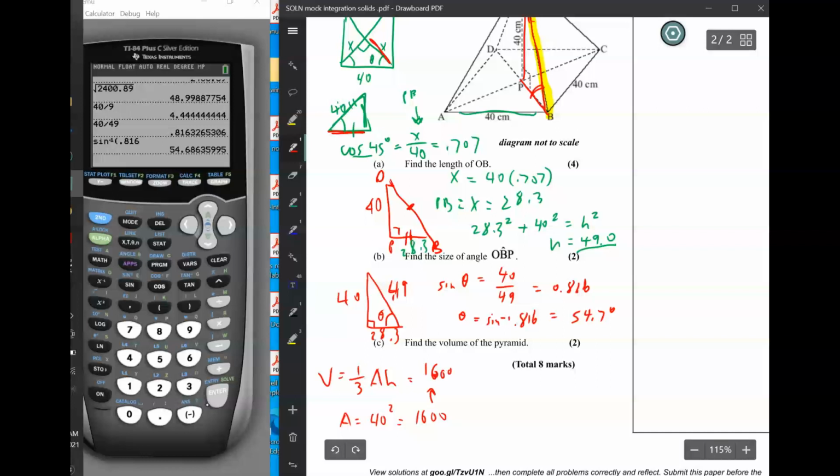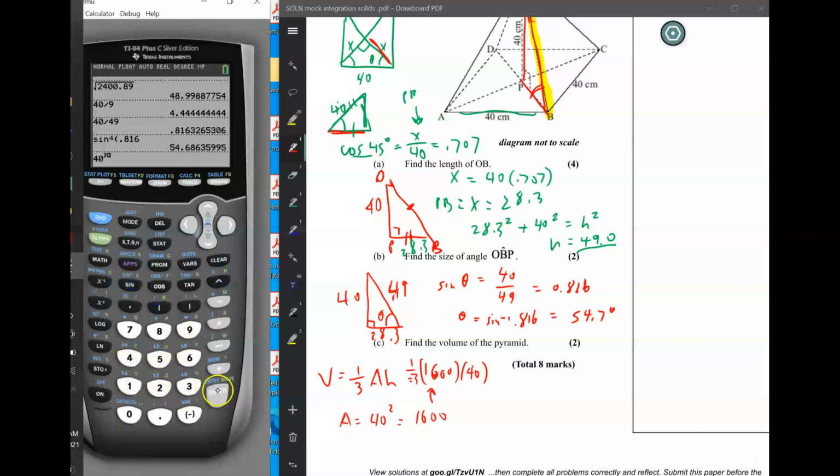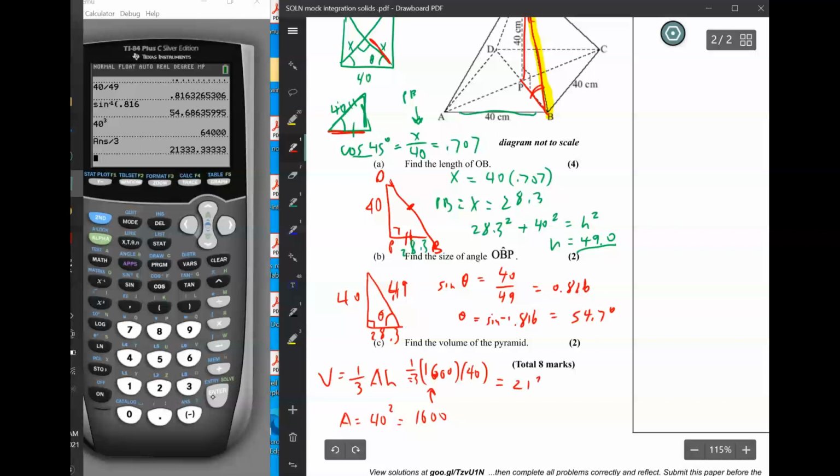And then we would multiply it times the height. And the height is also 40. Oh, don't forget 1/3. So actually it's 1/3 times 40 times 40 times 40. So it's actually 40 cubed. And then we divide by 3. 21,333. Okay? So that's it for that one.